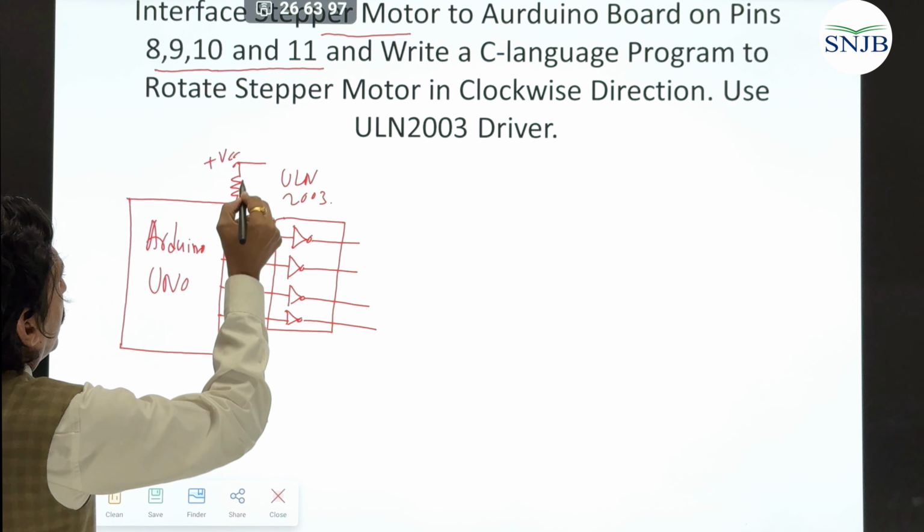So here you can see the program is hardly 4 lines and 4 lines, 8 lines, but these 4 lines get copied 3 times. So 16 lines for rotation and 4 lines for initialization. This way you can develop the logic and write the program. So this is about our stepper motor interfacing.